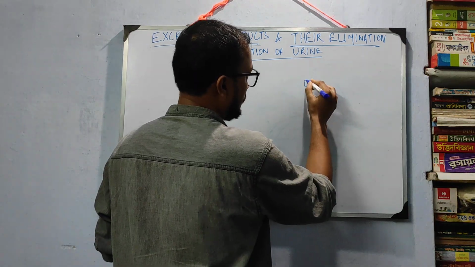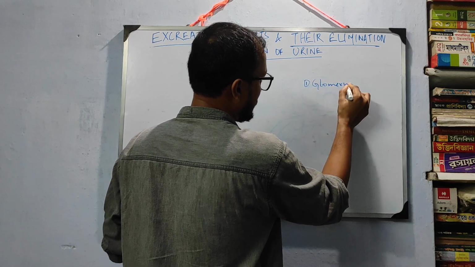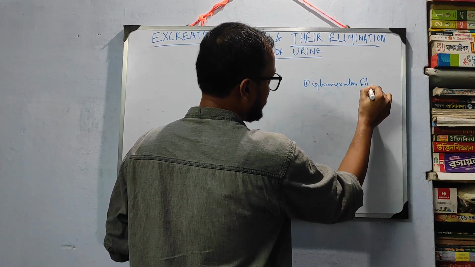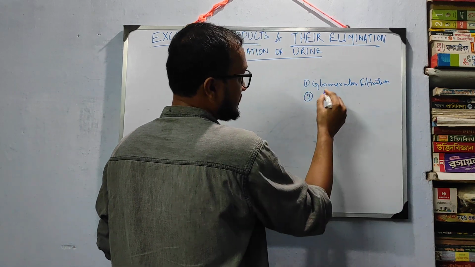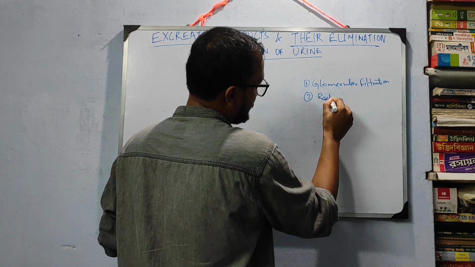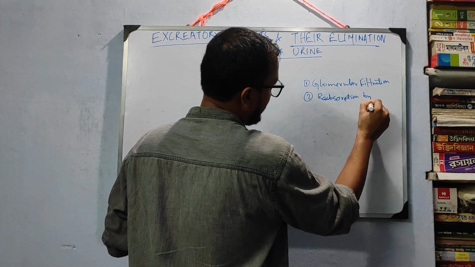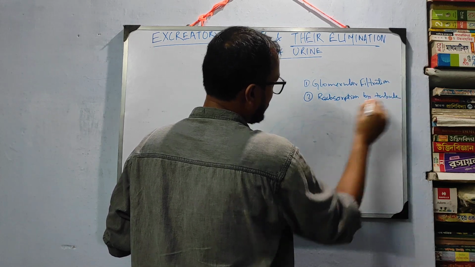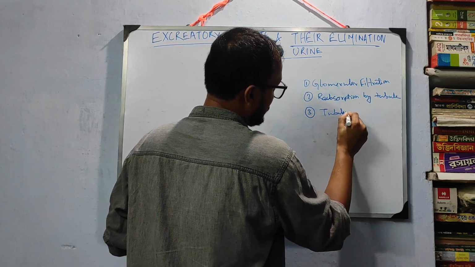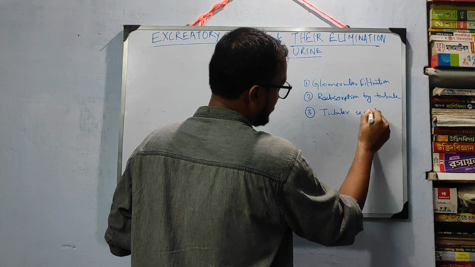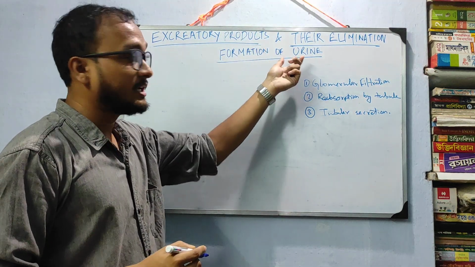The first step is known as glomerular filtration. The second step is reabsorption by the tubule. And the third is tubular secretion. These are the three major steps by which ultimately the urine will form.